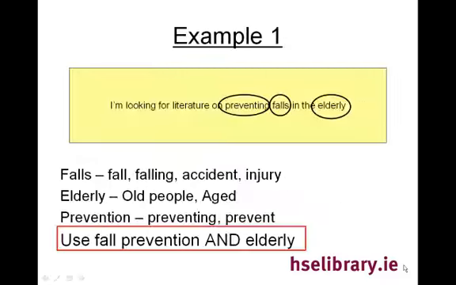In this example, we are looking for literature on preventing falls in the elderly. The synonyms for falls are fall, falling, accident, injury. For elderly, the synonyms are old people, aged. Prevention could also include prevent and preventing. The search strategy should include the words fall prevention and elderly.